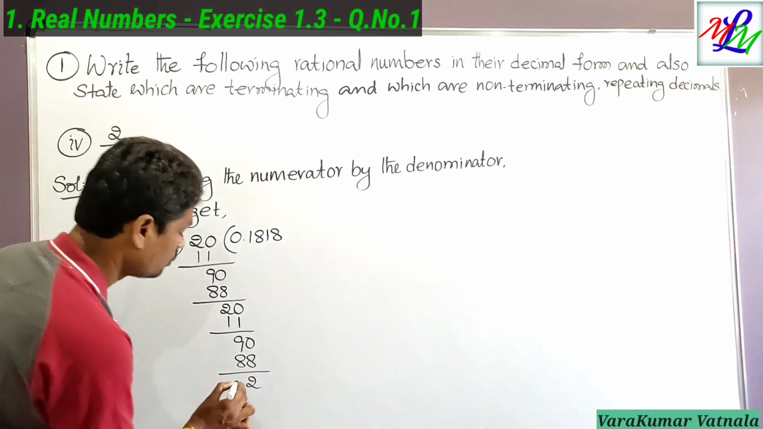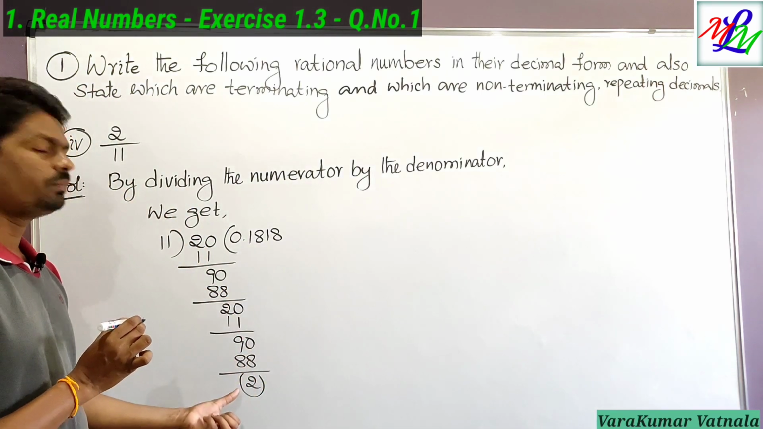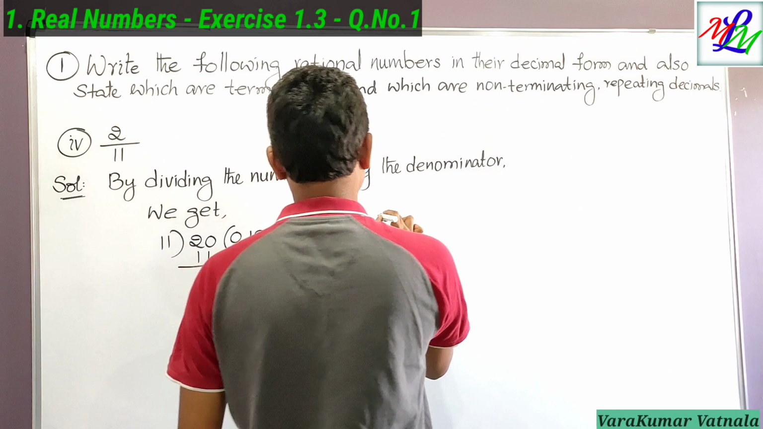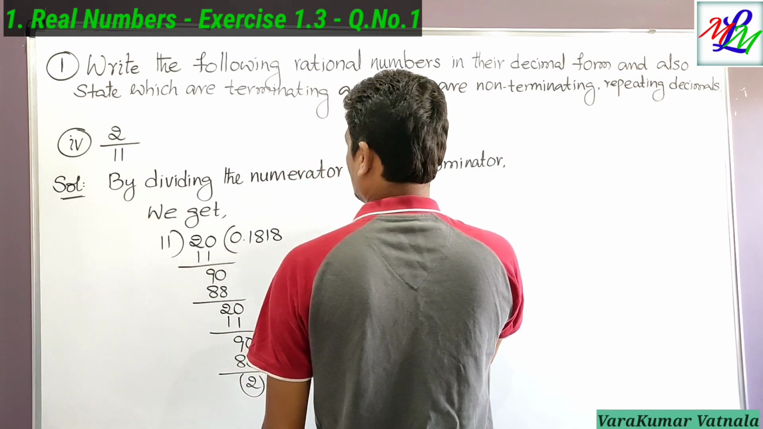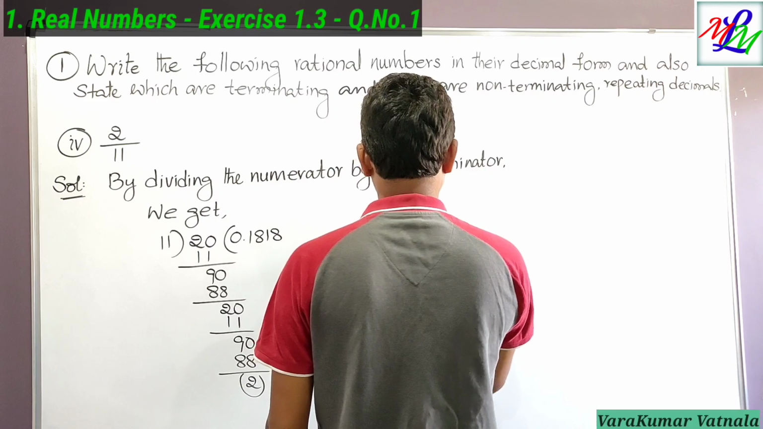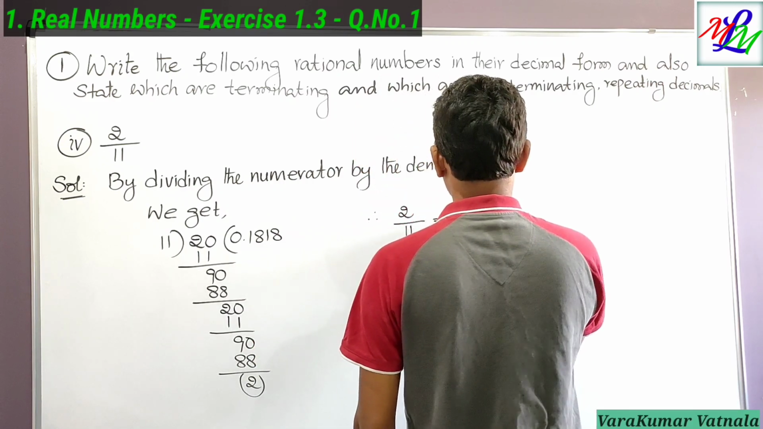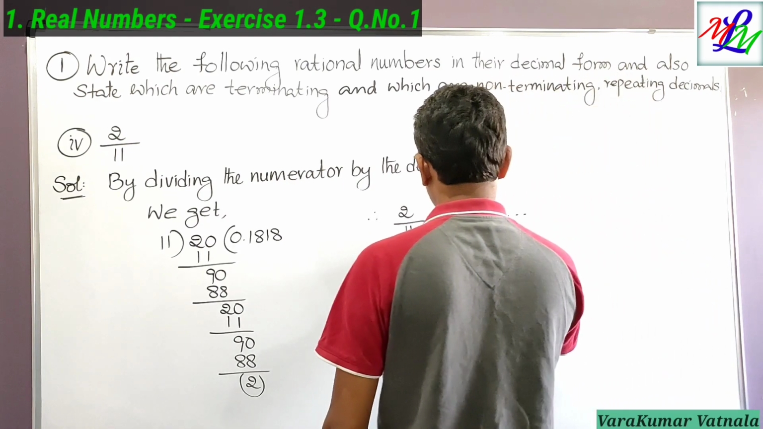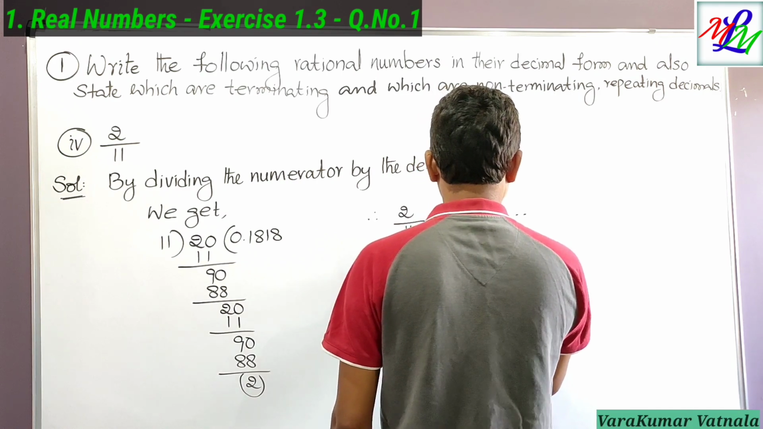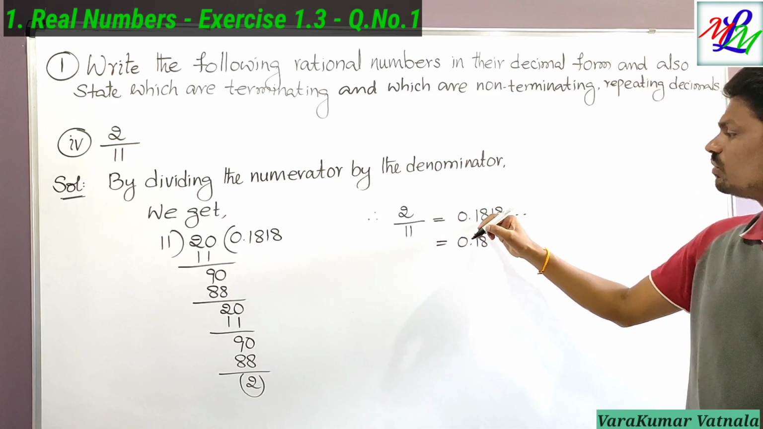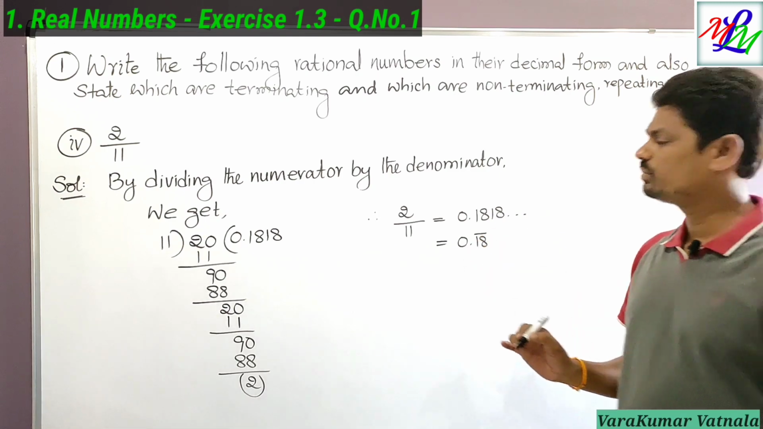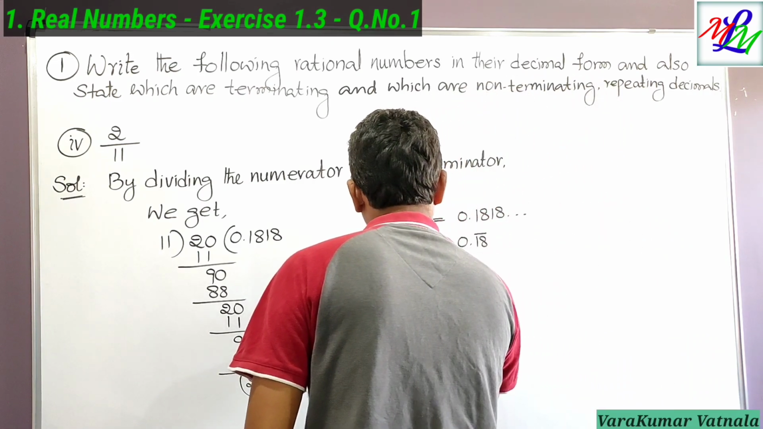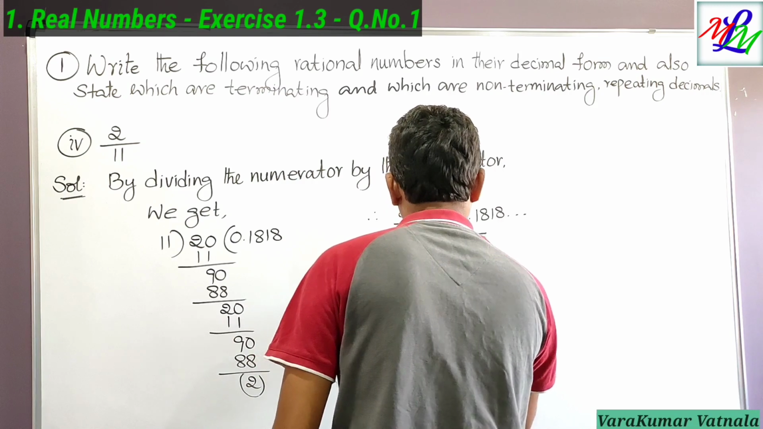So every time we are getting 2 here, it repeats: 1 8, 1 8, it is repeating 1 8. Here the division is not completed. So we can write therefore 2 by 11 is equal to, the decimal form of 2 by 11 is equal to 0.1818 and so on. So it can be written as 0.18 bar. 18 is repeating, so we write 18 bar. Therefore, since the division is not completed, it is non-terminating repeating.